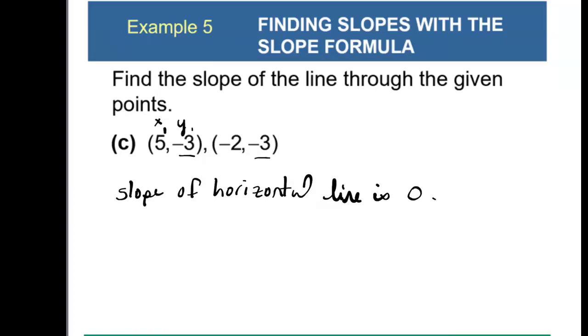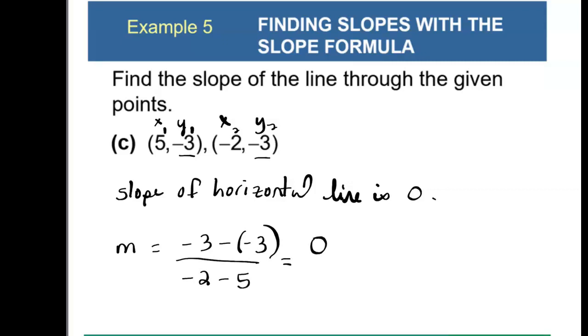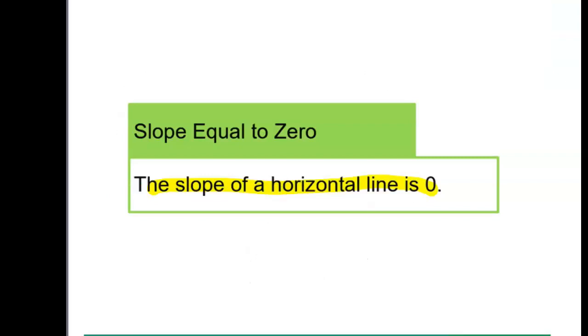So if we label our points x1, y1, x2, y2, and we calculate the slope, we'll get negative 3 minus a negative 3, right? All over negative 2 minus 5. And so we find there that in the numerator, we get a 0. And so numerically, it works out. But again, once you see that these y values repeat, there's no need to really calculate the slope. You simply note that the slope of the horizontal line is 0. Okay?